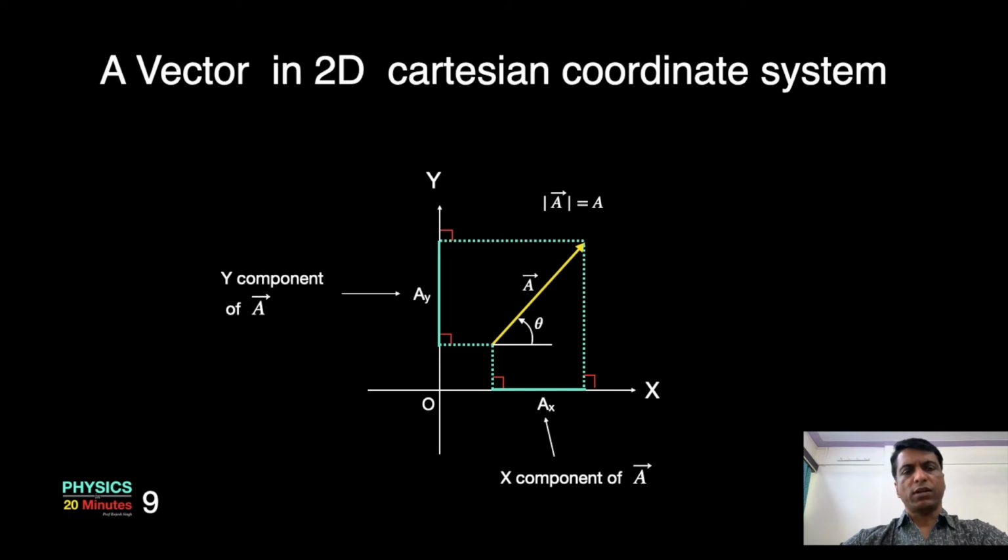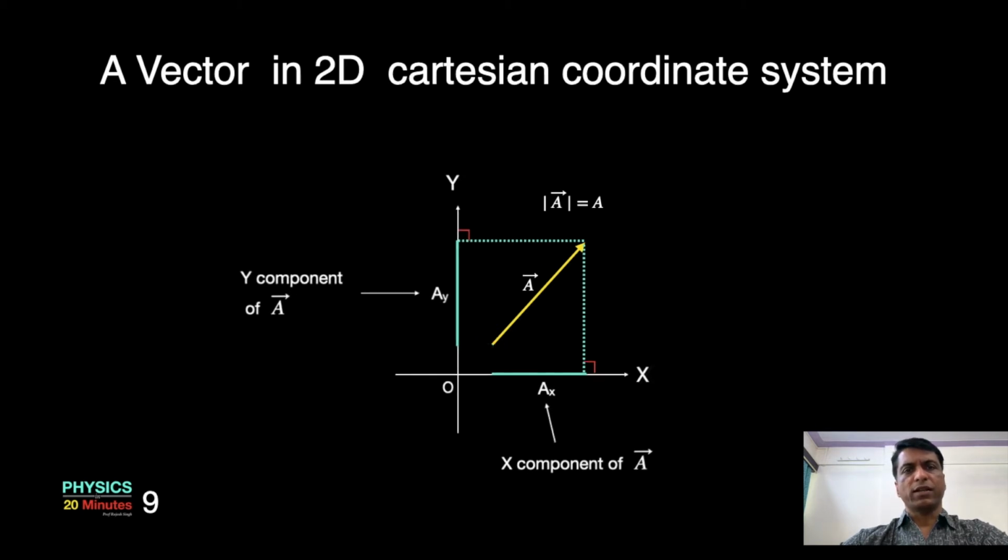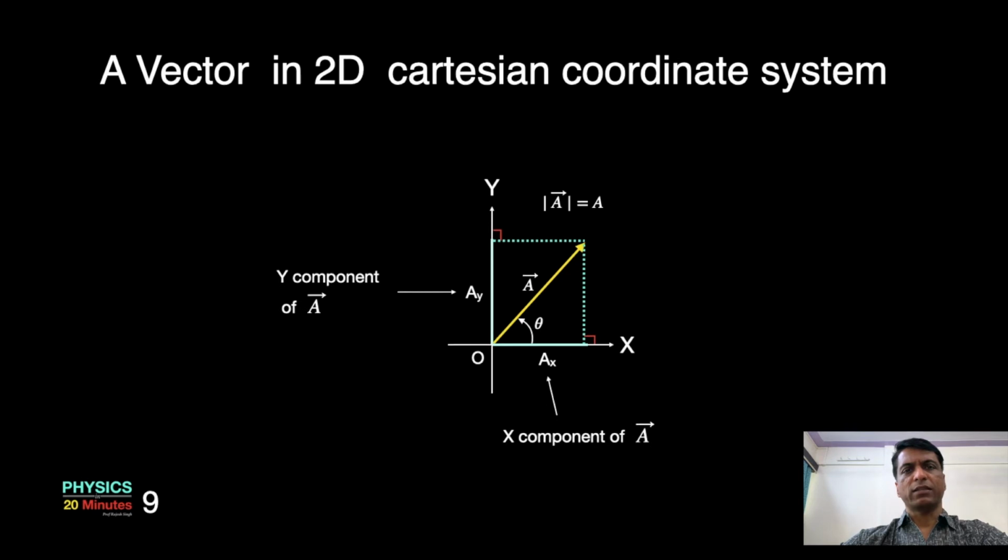As we said, the choice of origin is arbitrary. We can simplify the diagram by placing the vector A at the origin. In this case, the tip of vector A will have coordinates Ax, Ay.